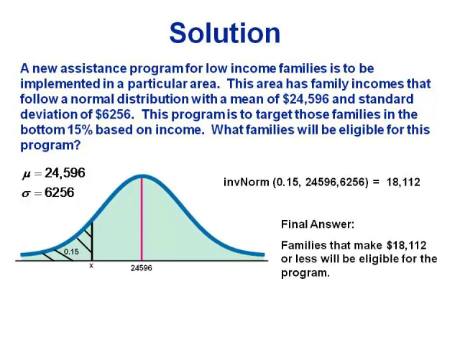Well, inverse norm finds to the left, that's what I want, so I'll go ahead and put in inverse norm 0.15, mean, standard deviation, and that comes out to 18,112. Since the mean and the standard deviation were given to me as whole numbers, that's what I'm going to round to also. So the cutoff for this program would be $18,112 or less to be eligible.